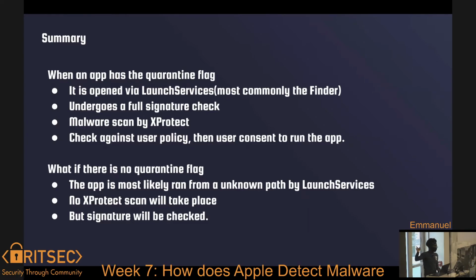So if there's a quarantine flag, it checks with Gatekeeper and XProtect, and finally the user consent. If there's no quarantine flag, it's most likely run from a location that Launch Services is not sure of, and for some reason it bypasses the XProtect step, so it does not check if it's malware, but it's still going to check if the signature is valid. So I thought that was weird. So yeah, that's pretty much how it worked before.